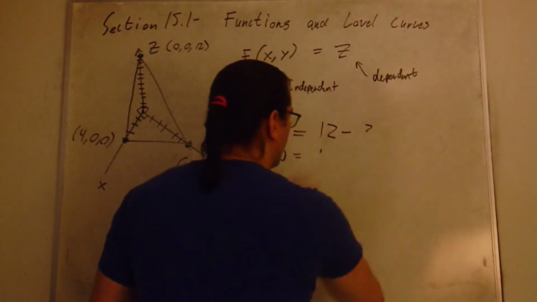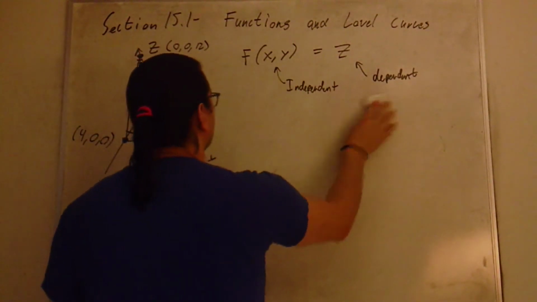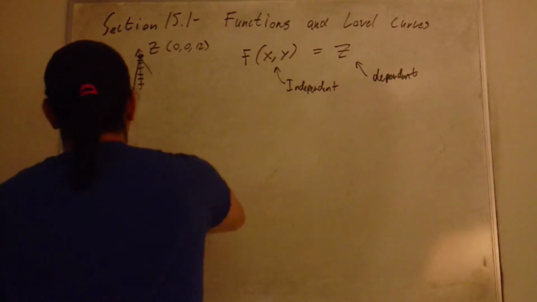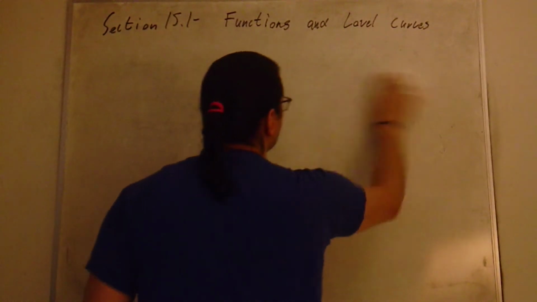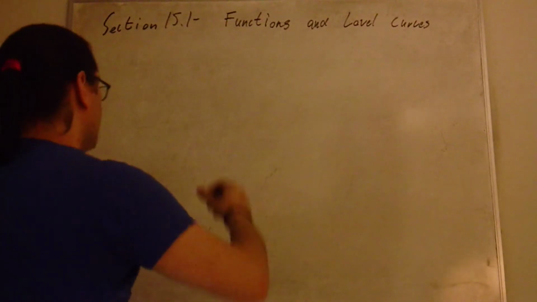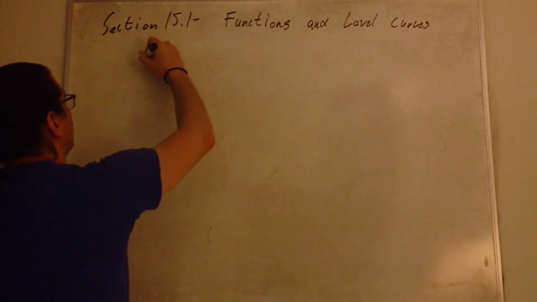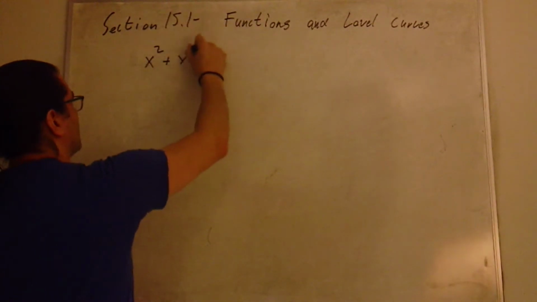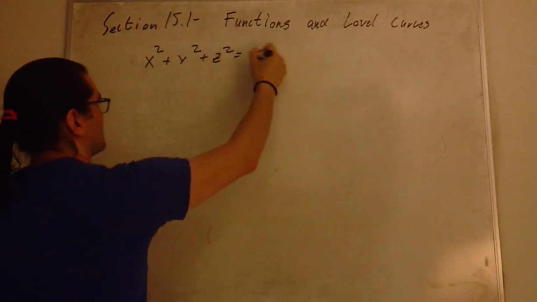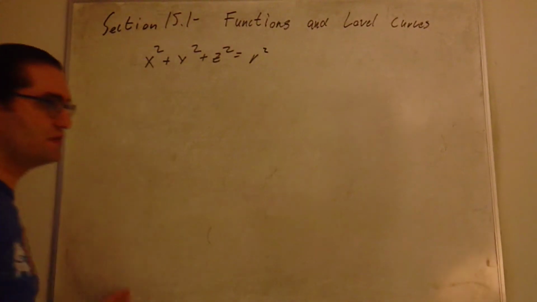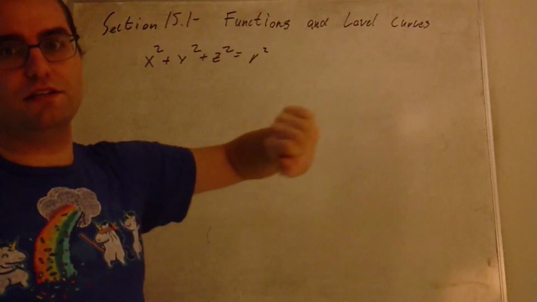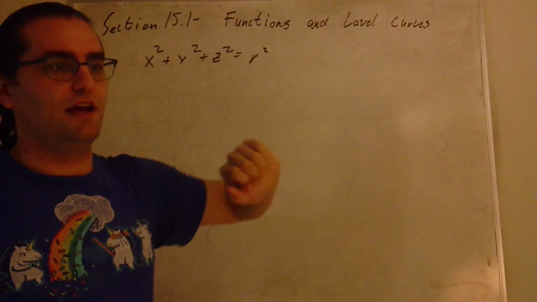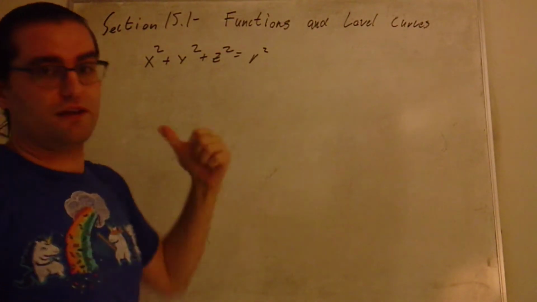Another example I want to go through is spheres. We've already talked a little bit about spheres. When we talked about spheres, they looked like x squared plus y squared plus z squared equals r squared. This is how we've worked with spheres so far, and it is very straightforward. I like that it's straightforward.